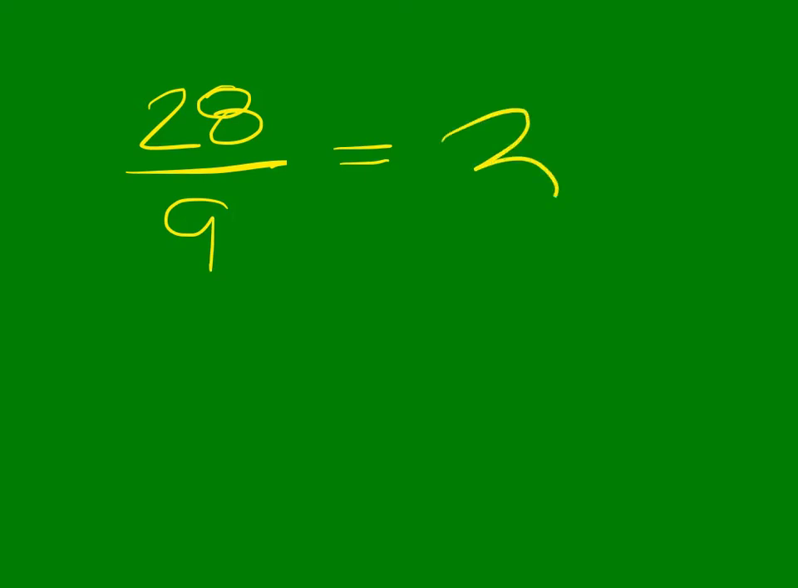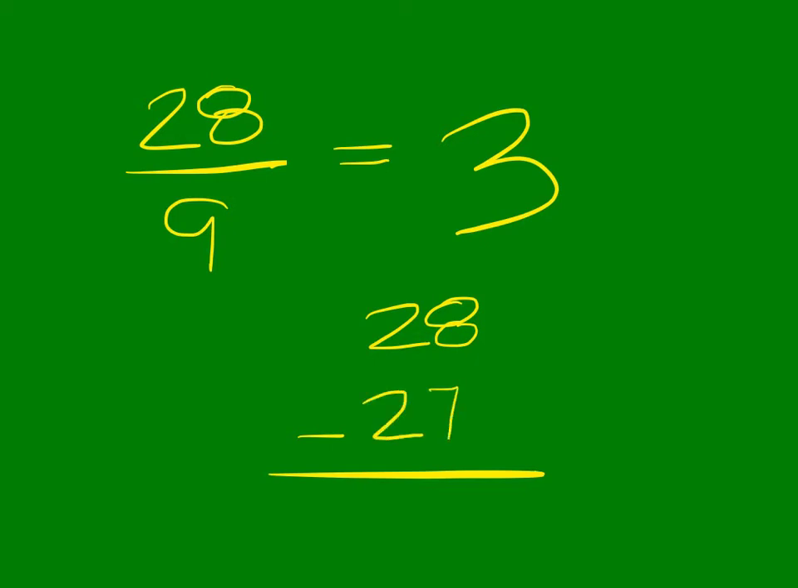Let's change 28 over 9 to a mixed number. How many times will 9 go into 28 without going over? 3 times. So we have 28, and 9 times 3 is 27. So what's the difference? Just 1. So you put 1 over 9, 3 and 1/9.